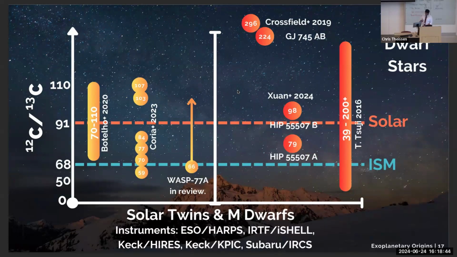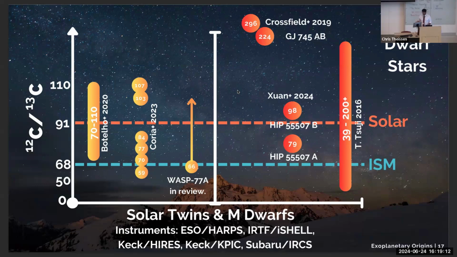In the literature, there are very few stellar carbon-12 to carbon-13 ratios. We have a handful of measurements from solar twin stars and a couple of M dwarfs, ranging from sub-ISM to supersolar values. But it's difficult to derive isotopic carbon abundances for a couple of reasons. First of all, they're preferentially measured using CO bands in the near infrared, but it's difficult to obtain high signal-to-noise and high-resolution spectra.